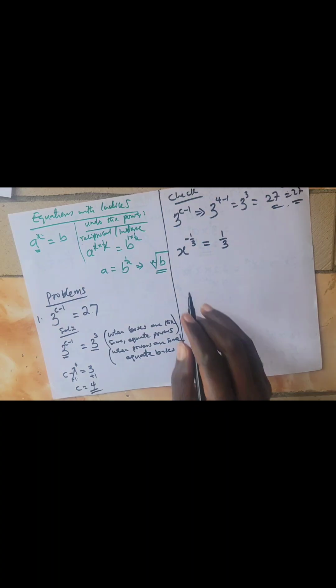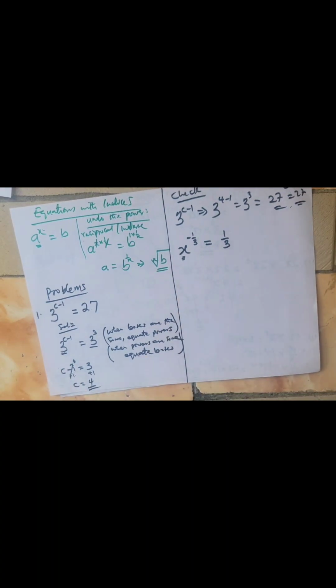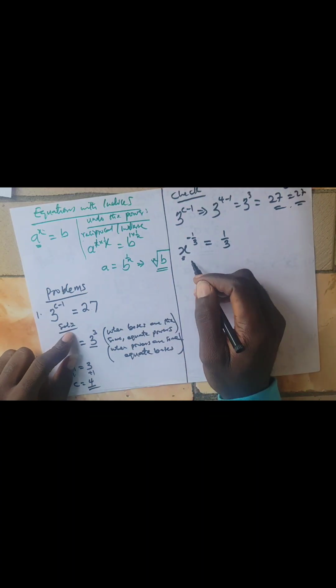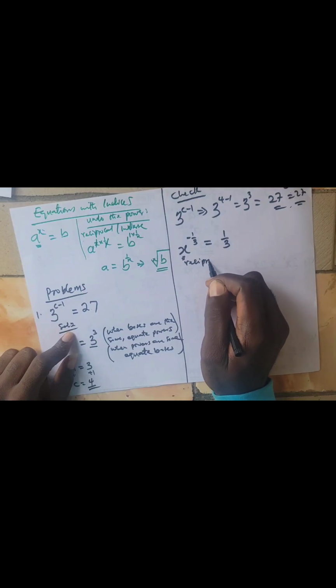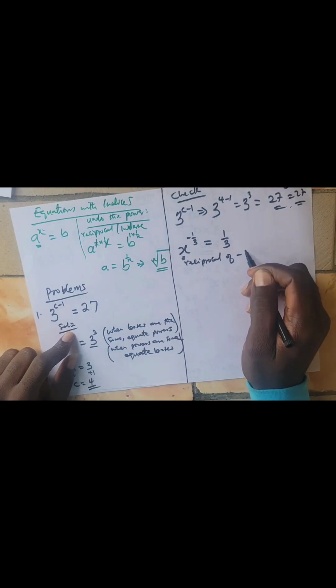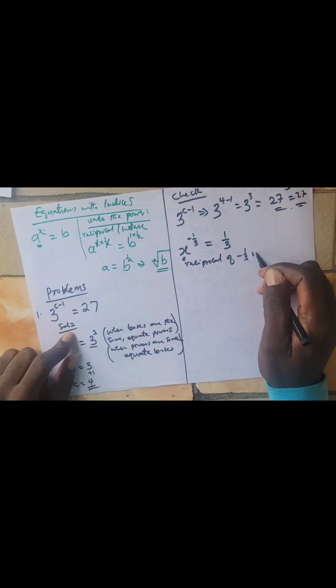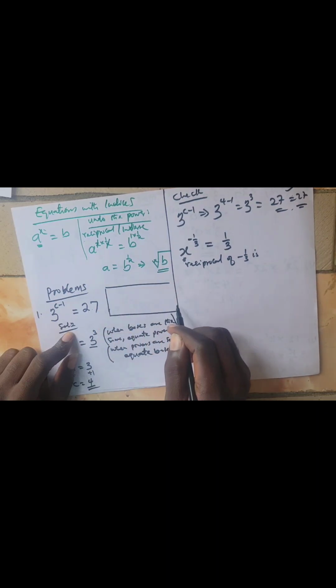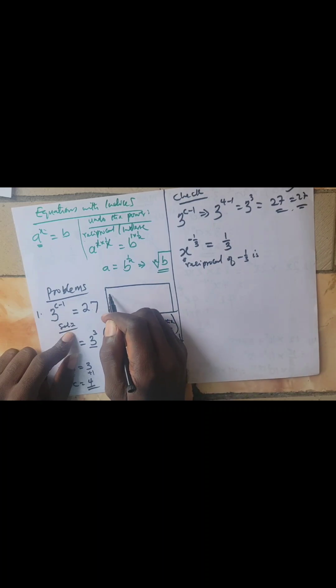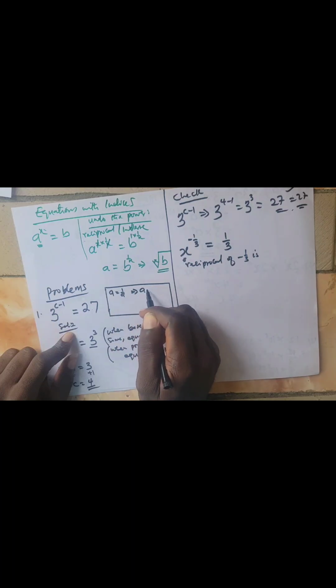We want to find x. We want to get the value of x. How do we do it? First of all, we get the inverse or reciprocal of minus 1/3. The reciprocal of a number is that number which multiplies the original number to give you 1. So if you have a, what multiplies a to give you 1 is 1 over a, because a times 1 over a is 1.